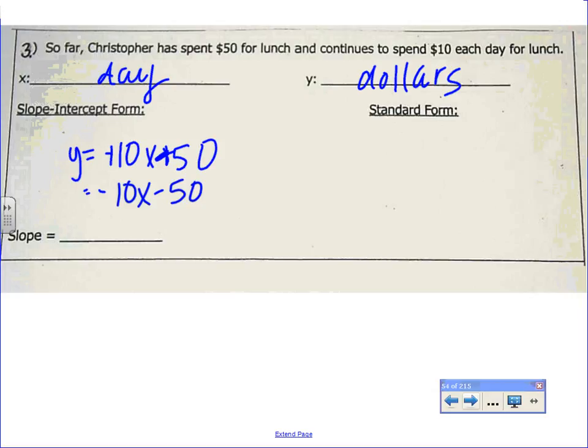So standard form for the second one is 10x plus 5 equals 50. That's how I would do it. If I was doing this, I would do the second one. Yeah, me too. Slope is, you're losing $10 per day.